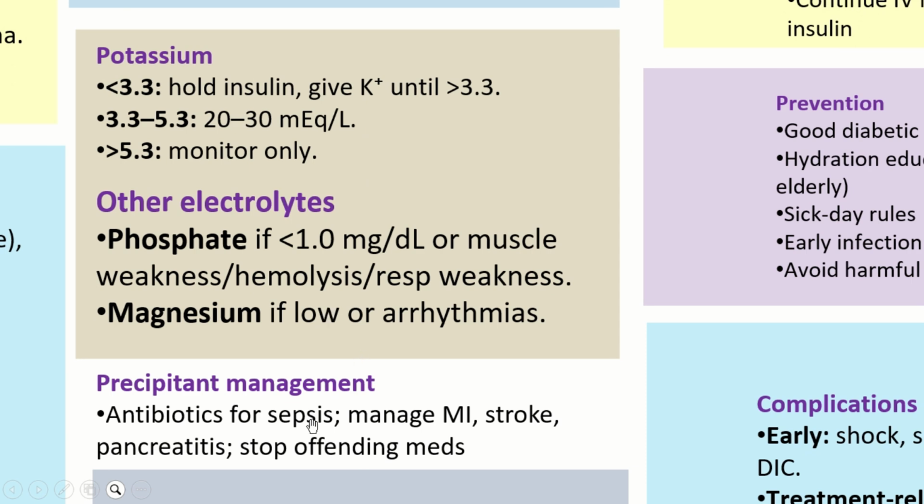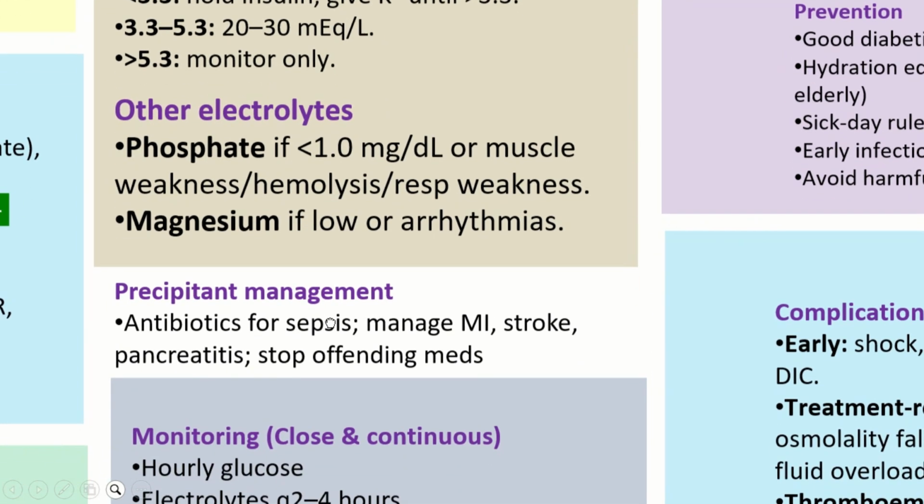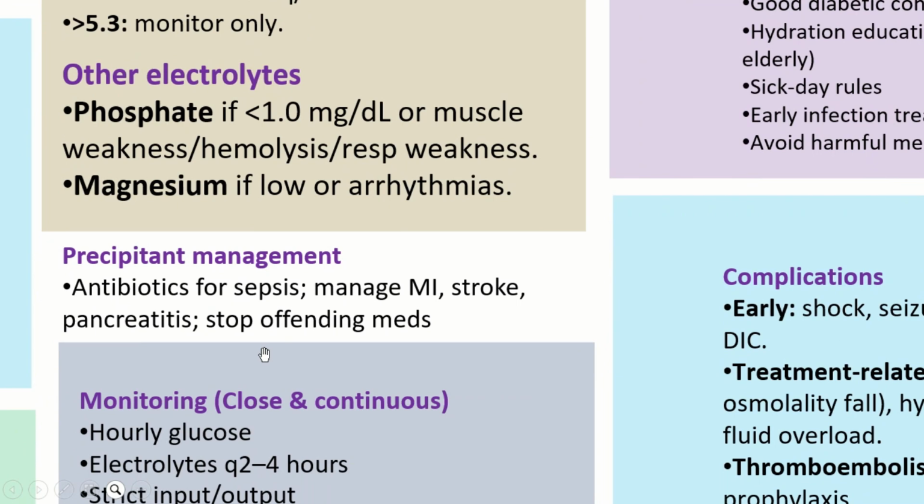And then we have to manage the precipitant causes. Sometimes we give empiric antibiotics for sepsis. You want to manage myocardial infarction if it's there. You want to manage stroke, you want to manage pancreatitis, and then stop the offending medications.